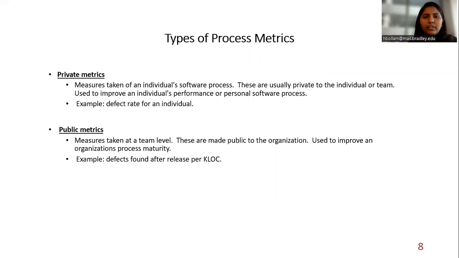There are two types of process metrics: private metrics and public metrics. Private metrics are mostly used by individuals, like a software developer, for example, defect rate for an individual. Public metrics are mostly used at the team level, and are preferred at the organization level to improve organizational process maturity, for example, defects found after release per KLOC.